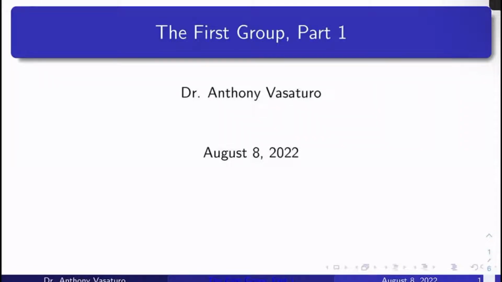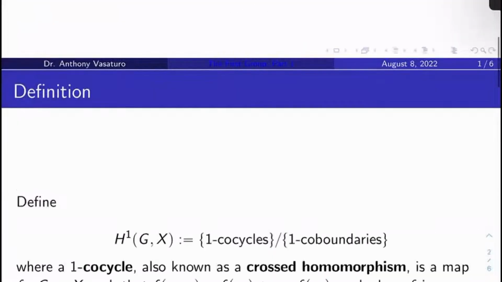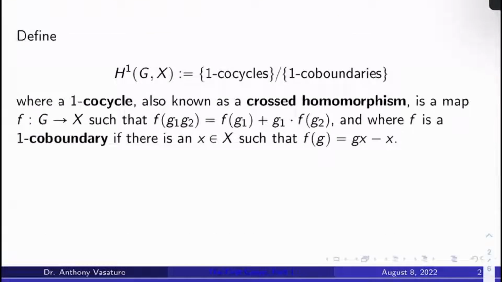Today, we are going to be talking about the first cohomology group, H1. This will be part one in a series of 2 or 3 videos on H1. So definition, what is H1? Remember, we have a group G acting on an abelian group X, and we usually write the group operation of X additively and the group operation of G multiplicatively.